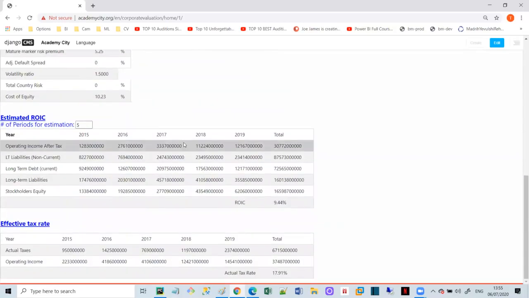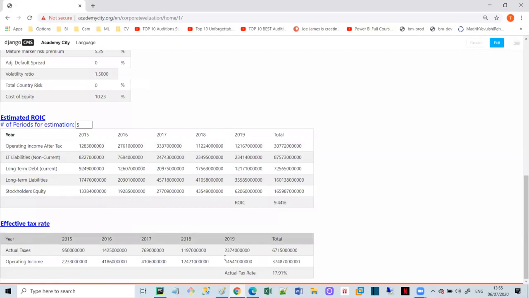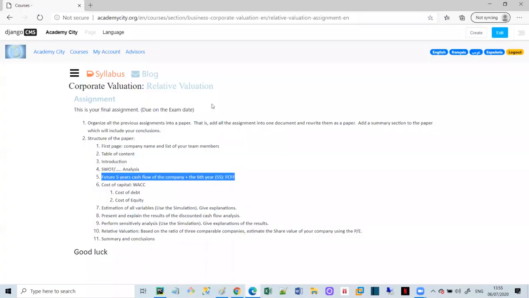Your objective in the paper is to make sure that when you're writing this assignment, you show that you really understand the company and you understand the valuation process. In fact, you have the whole process done for you, but you need to show the understanding. I will explain. For example, the future 5 years cash flow of the company plus the 6th year steady state. Okay, what do I mean by that?